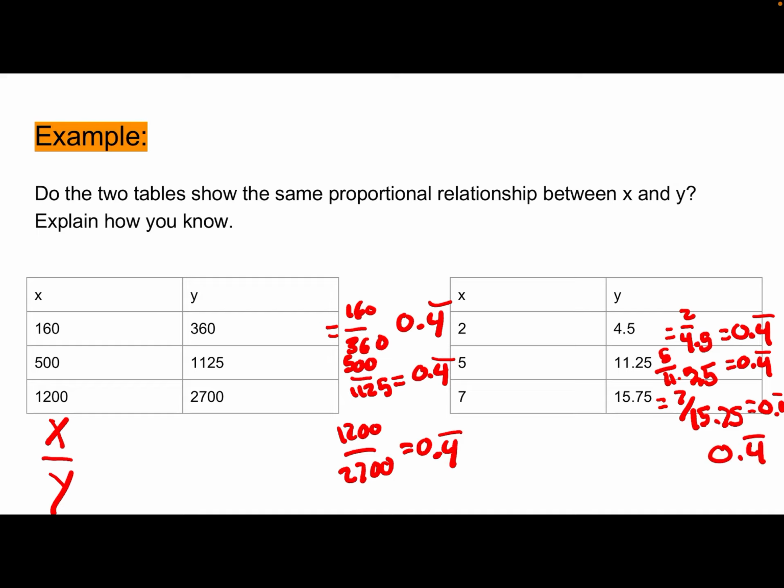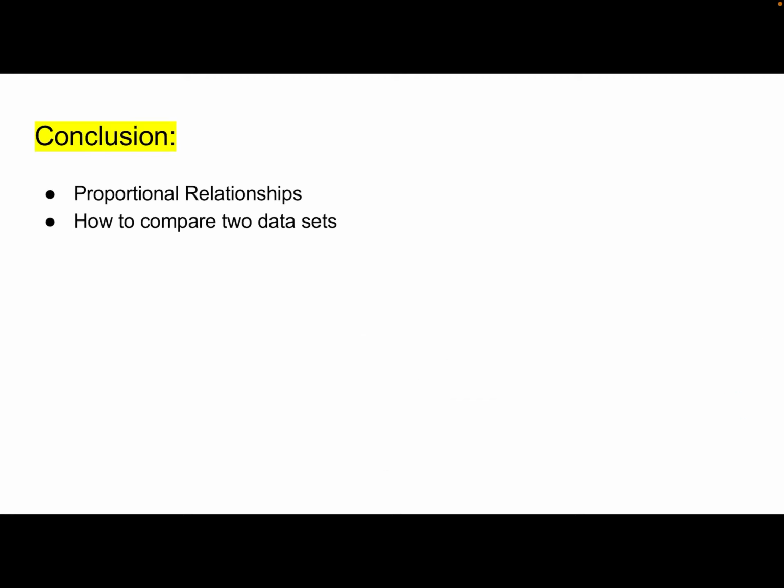Do the tables show the same proportional relationship between x and y? Yes, they do, because all of our ratios for x and y equal 0.4 repeating. And as long as they are the same, they are proportional. So for our conclusion, today we talked about proportional relationships, and we found those by comparing the ratios of two different items or two different data sets.